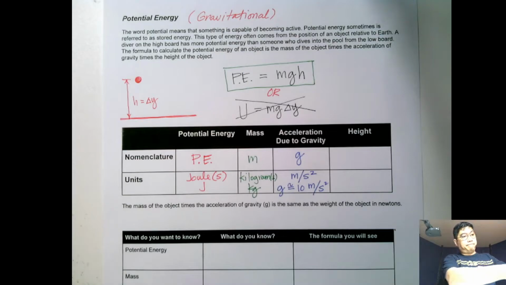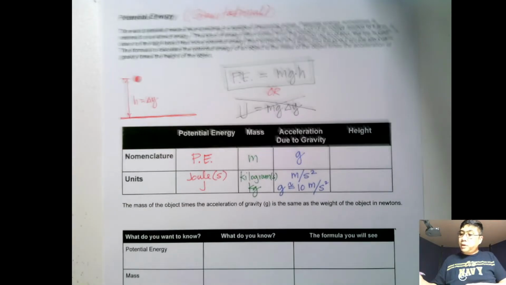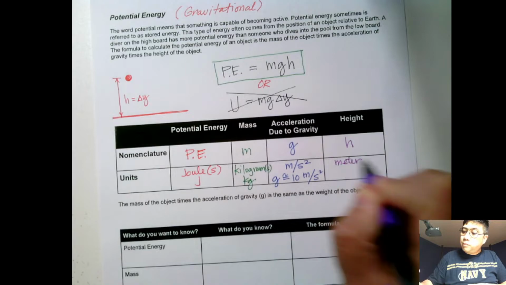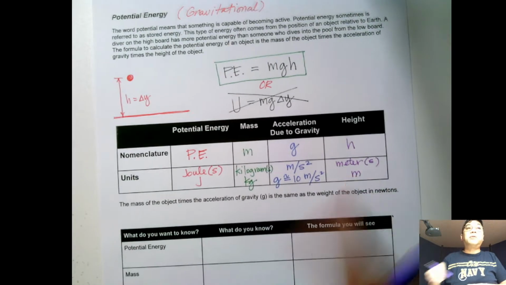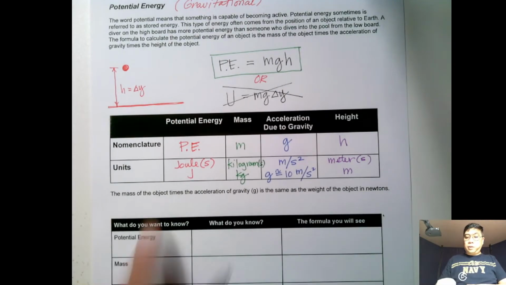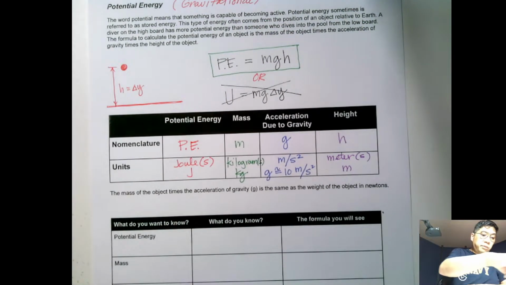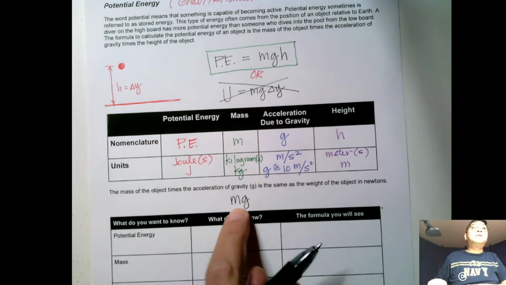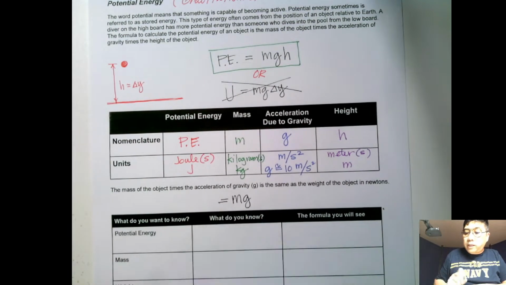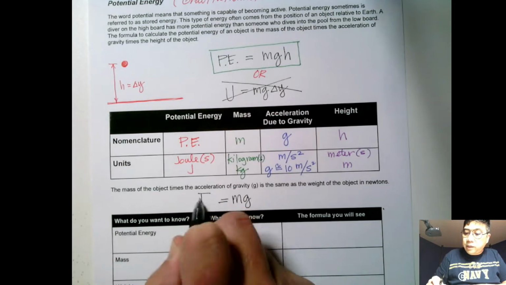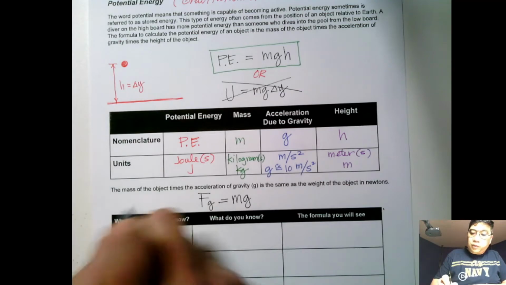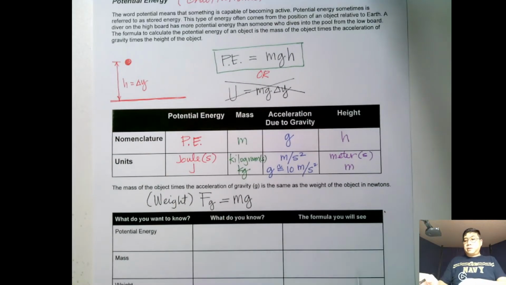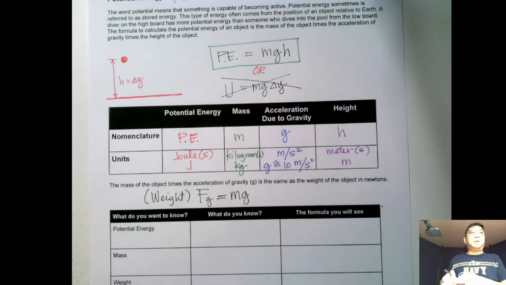Height is in terms of h, and that is in meters, and the symbol for meter is lowercase m. Something that you must remember: when you multiply mass and g, this is what we call the weight, and weight has the symbol Fg, because that's the force of gravity. So weight, also known as Fg, is equivalent to the product of mass times g.